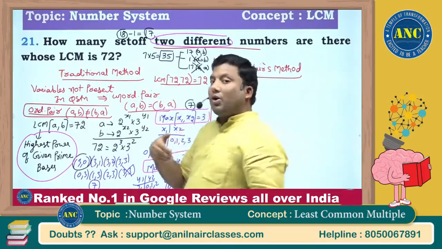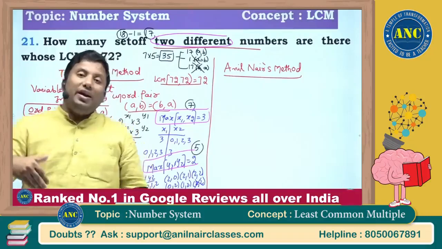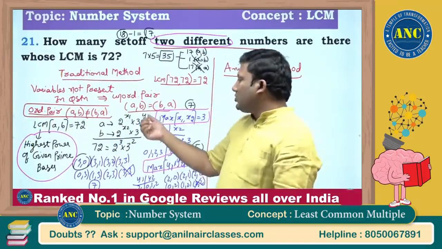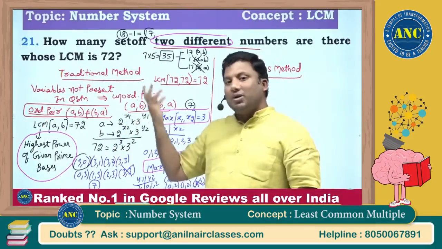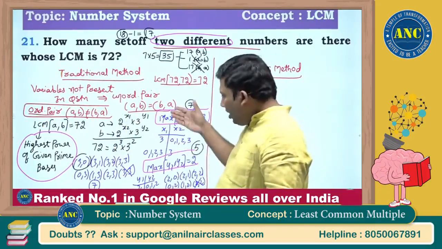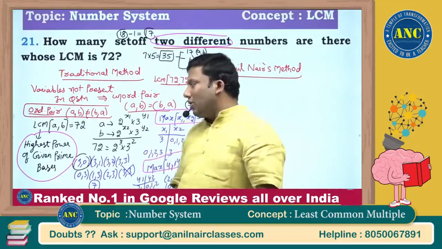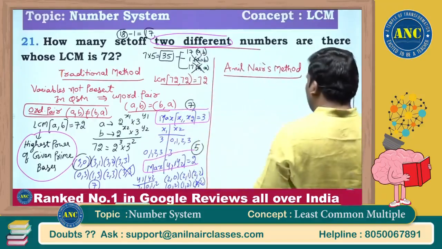This is the process to solve. If there are three variables, again we have to do 2 power x1 into 3 power y1 into some other power z1. Like that, a lot of cases we need to solve. Cases we will not do. Now, Anil Nair's approach. Now see here.